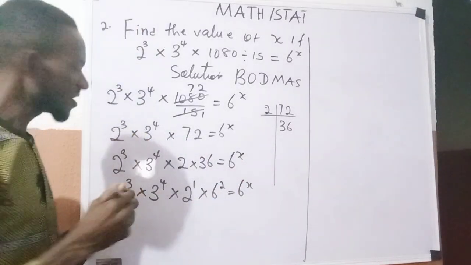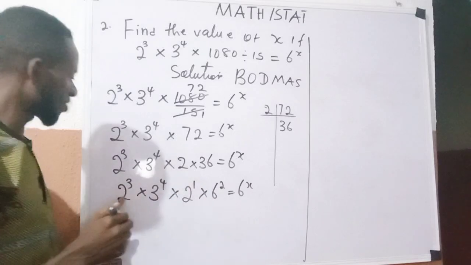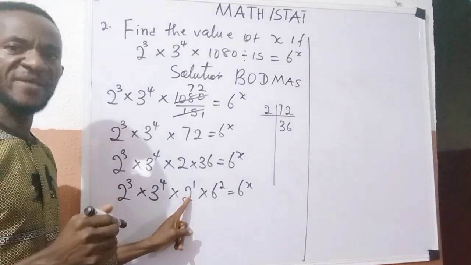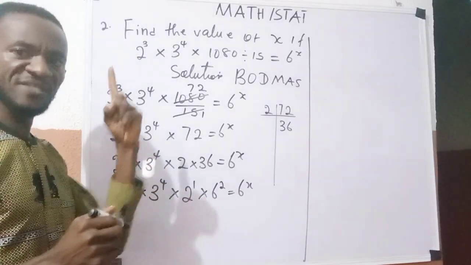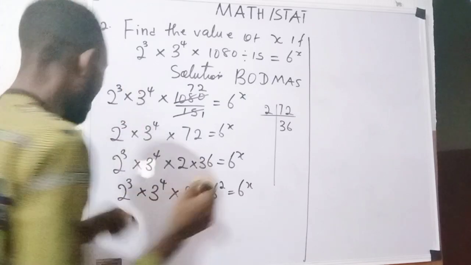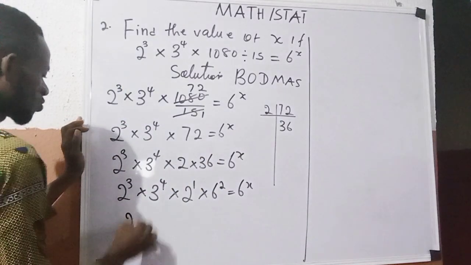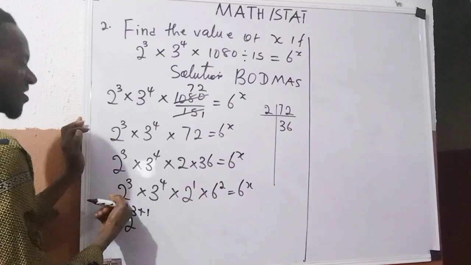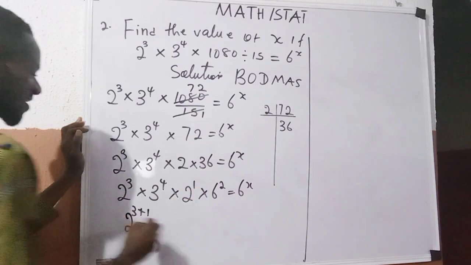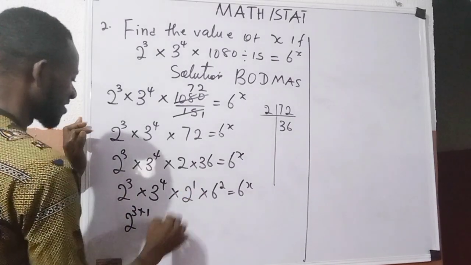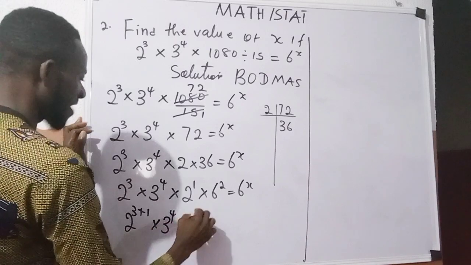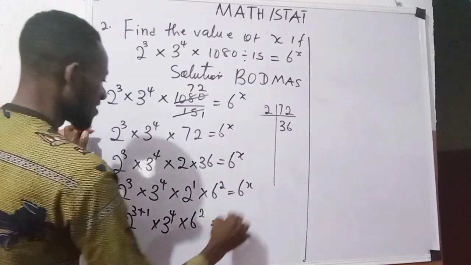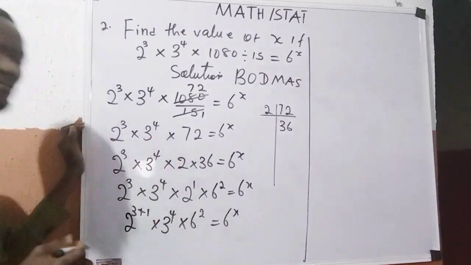Now if you watch, there is 2 here, there is 2 here. The bases are the same, so I can pick one of the bases and add the powers. So what I'm going to have here becomes 2 raised to power 3 plus 1. I am done with these 2. Then I'll come to this 3, multiplied by 3 raised to power 4, multiplied by 6 raised to power 2, which is given as 6 raised to power X.